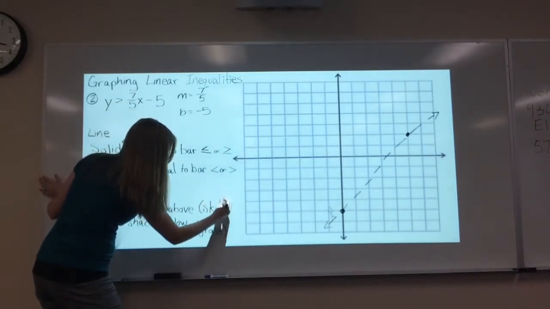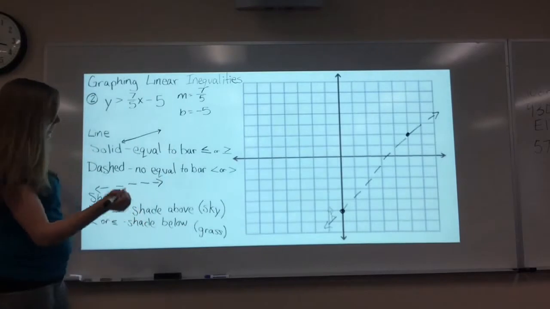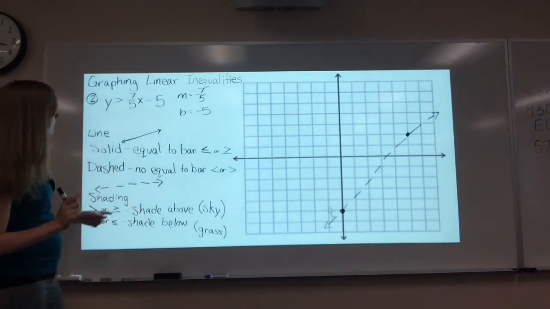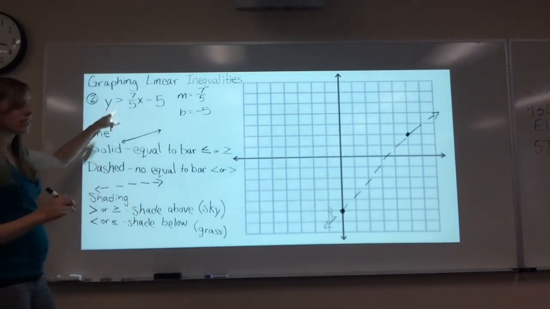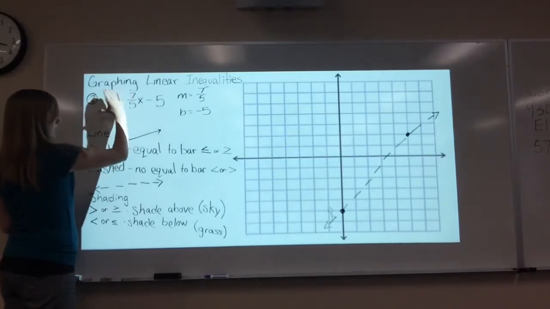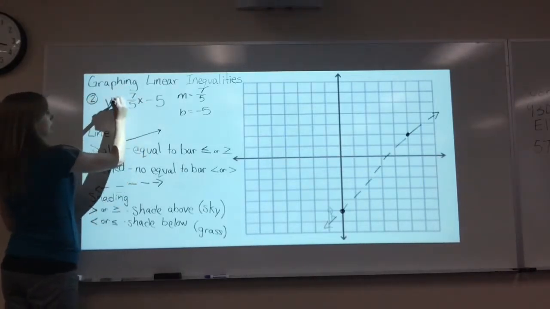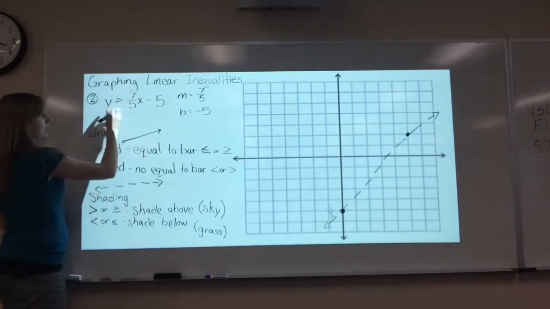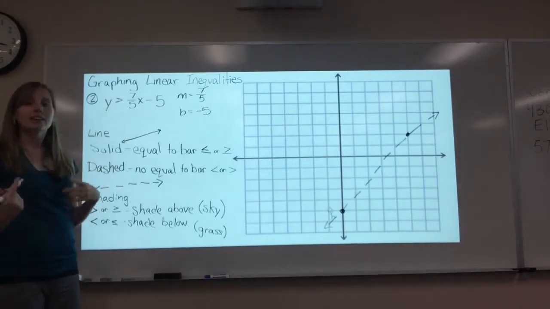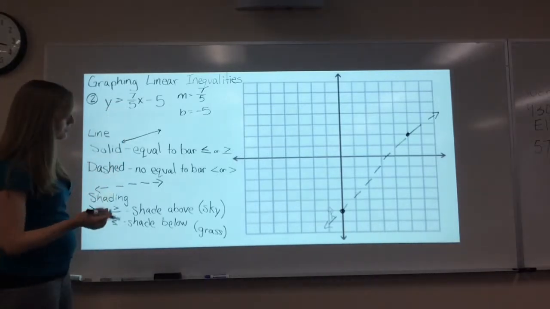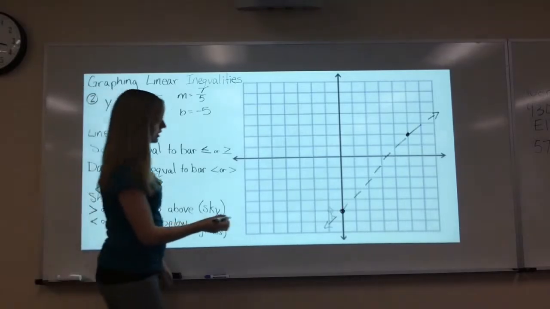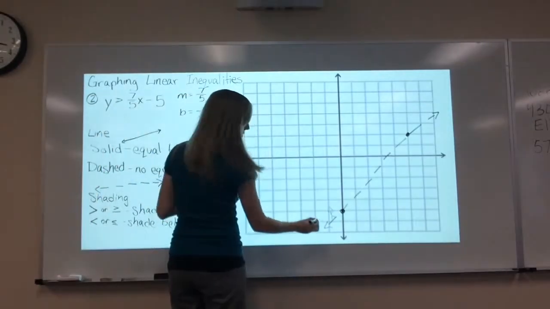And actually I had a student tell me this little rhyme and I really liked it. So this is something you can remember. If the inequality is eating the y, see how it's eating it? Put like teeth in here. It's eating the y, you shade the sky. I thought that was pretty great. That way you could remember it a little easier. So it's eating the y, so I shade the sky.